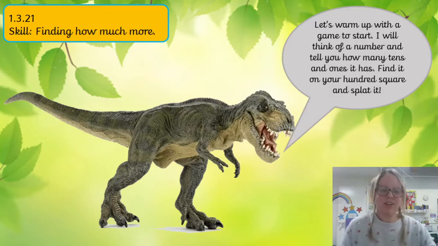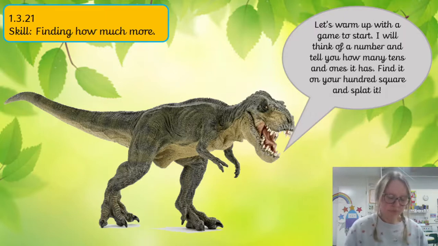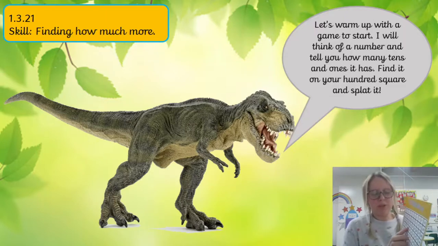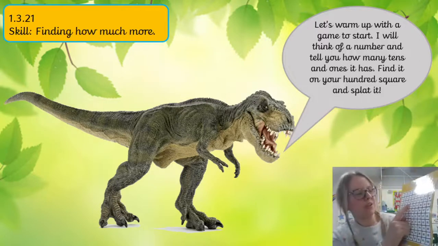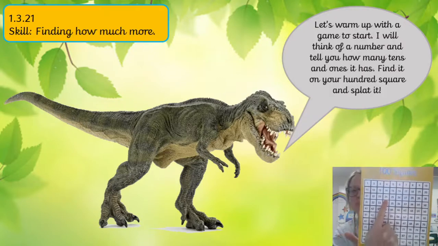Okay, so the first number I want you to find has 2 tens and 4 ones. What number might that be? Can you find it on your 100 square and splat it for me? So hopefully you found number 24. It has a 2 and a 4. 2 tens and 4 ones.